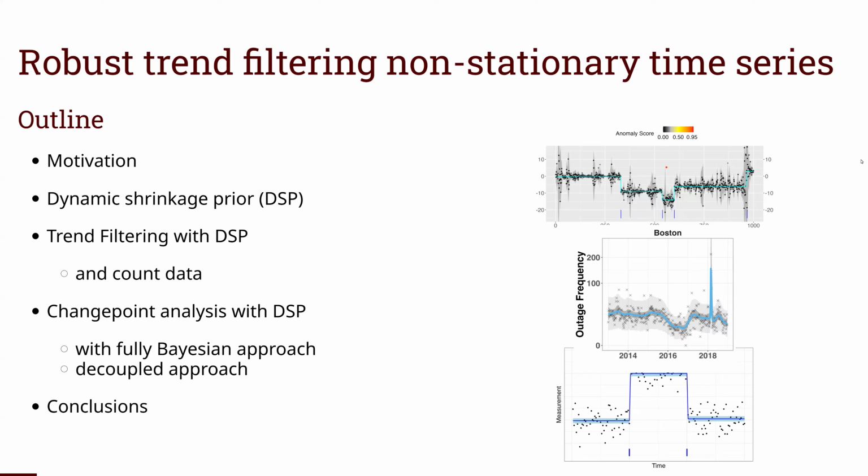Estimating that smooth trend, that's the trend filtering part of these models. And some of our data are counts, so they are discrete integers. And then we have 2 approaches for estimating where these jumps occur, change point analysis. One is a fully Bayesian model, and the other is a 2-stage decoupled approach.